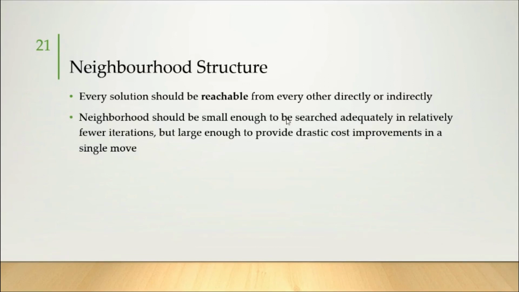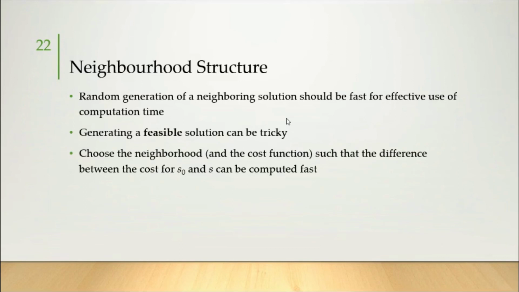So that is also something you should keep in mind while selecting the neighborhood structure, or which type of mutation operation you are incorporating into this simulated annealing. The random generation of a neighboring solution should be fast for effective use of computation time. So a new solution should be generated very fast. And obviously generating a feasible solution can be tricky, so you may have to follow some repair algorithms in order to make it a feasible solution.